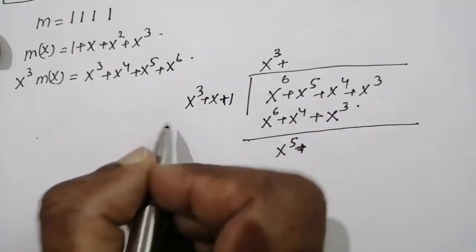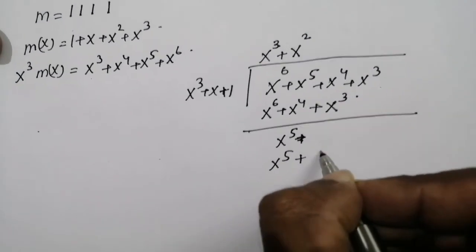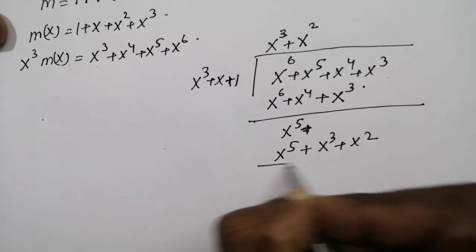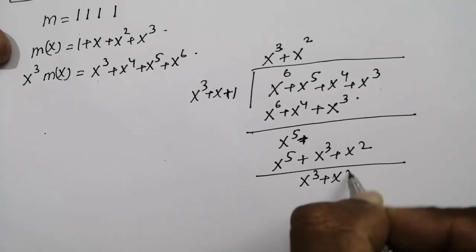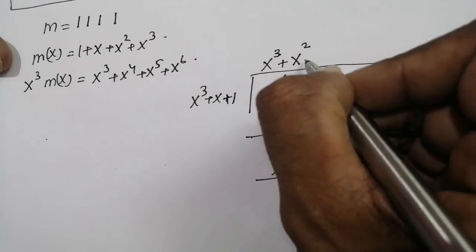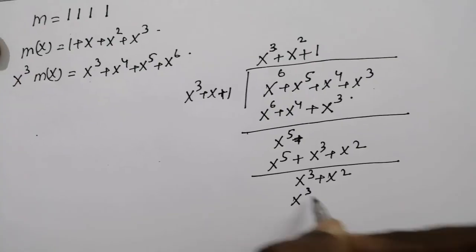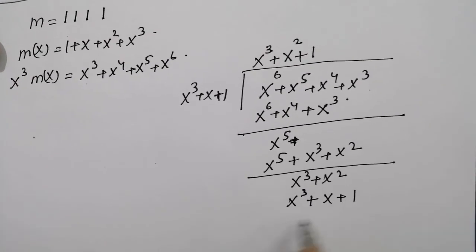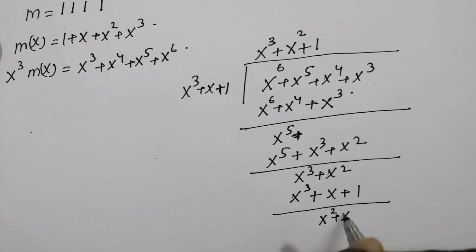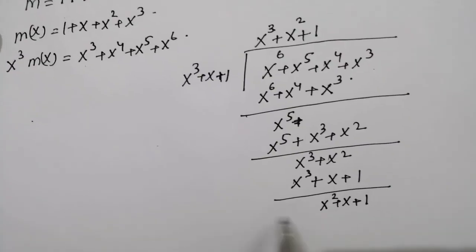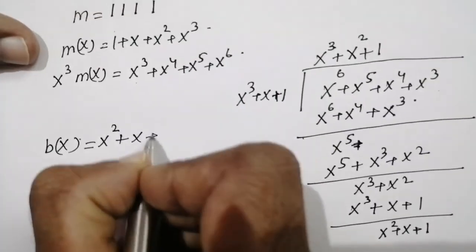Now how many times will it go? That is x square. So x raised to 5 plus x cube plus x square. So x raised to 5 plus x raised to 5 is 0. You will get x cube plus x square. So how many times will it go? One time. So x raised to 3 plus x plus 1. So you will get x square plus x plus 1. So now the remainder polynomial b of x is x square plus x plus 1.